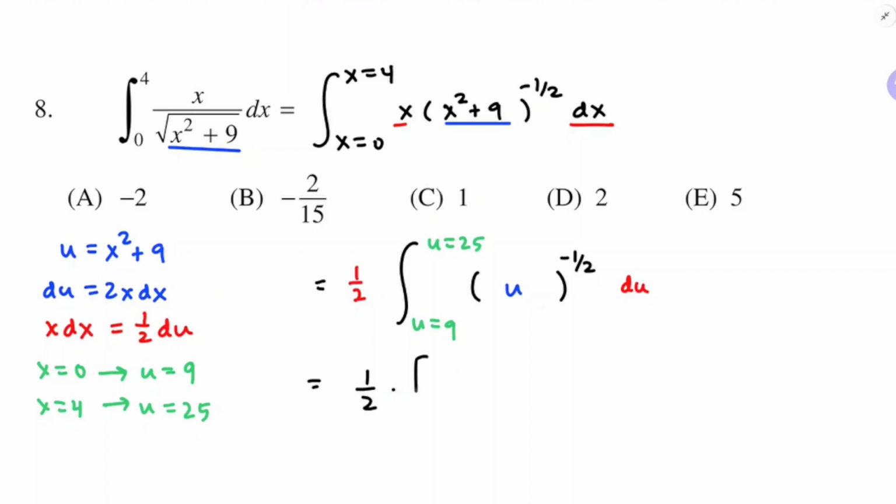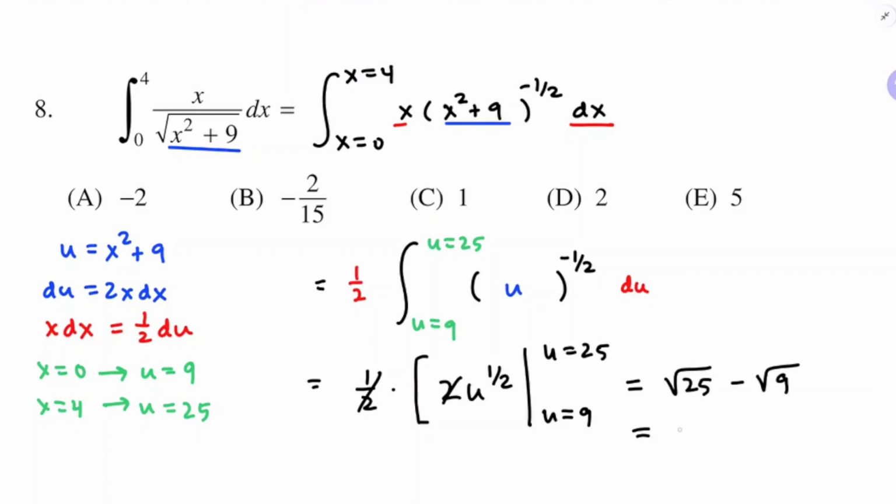And now my job is to anti-differentiate. Okay, antiderivative of u to the negative 1/2, add 1 to the power, divide by the new power. Okay, then I'm going to let u run from 9 to 25. And I can factor out the 2 and multiply by the 1/2. And so that's going to be u to the 1/2 from 9 to 25. Oh, that's going to be pretty nice on a computation level. And so I'm going to get 5 minus 3, and I'll get answer choice D.